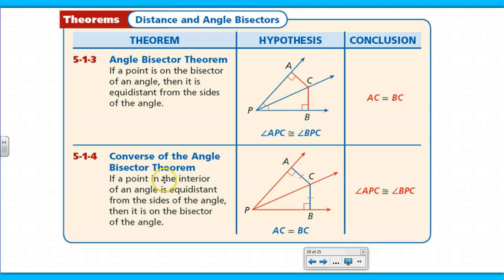The converse of the angle bisector theorem says if a point in the interior of an angle is equidistant from the sides of the angle, we can now say that PC is an angle bisector, right? And if it's an angle bisector, we can say that the two angles formed by the bisector are congruent. So APC is congruent to BPC. Make sure you pause and reflect on this and really think about it for a moment before you move forward.